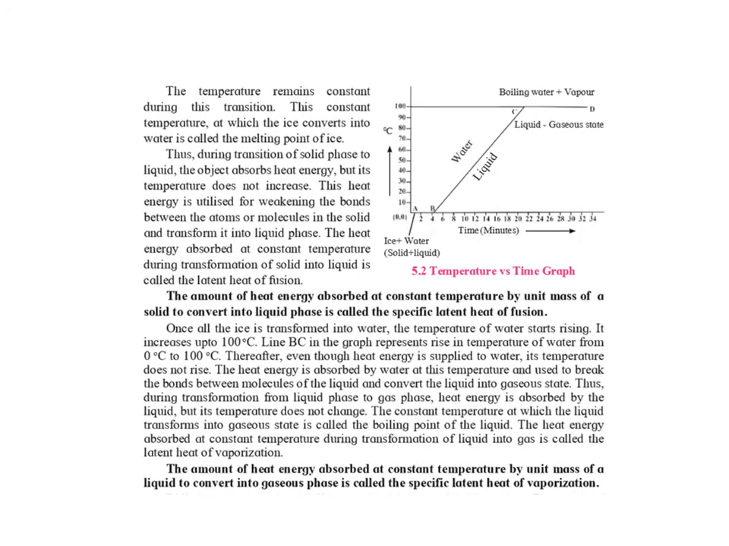The heat energy required to change a substance from one state to another at a constant temperature is called the latent heat of the substance. We saw the experiment in the previous page. Now look at the graph.